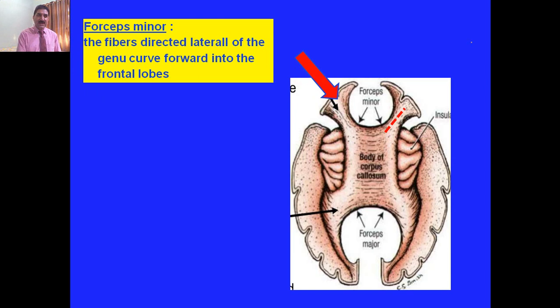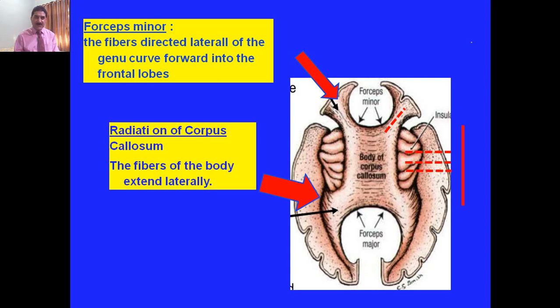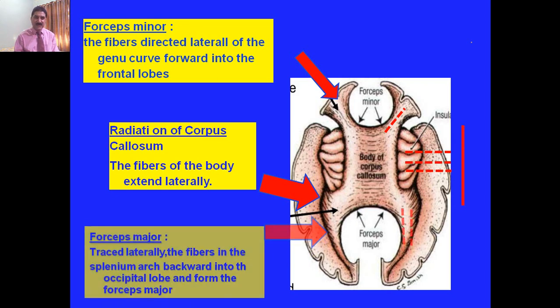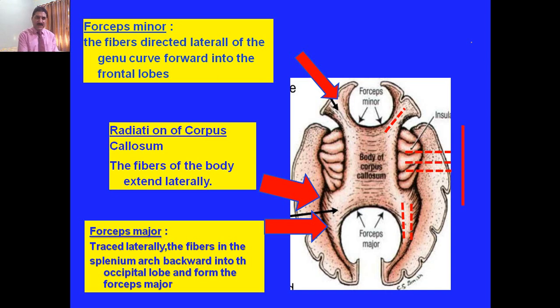This diagram makes the concepts of these fibers more clear. Forceps minor. The fibers are directed lateral of the genu, curve forwards into the frontal lobes. Radiations of the corpus callosum. The fibers of the body extend laterally into cerebral hemispheres to form the radiations. Forceps major. Traced laterally, the fibers in the splenium arch backwards into the occipital lobe and form the forceps major, as shown in this diagram.